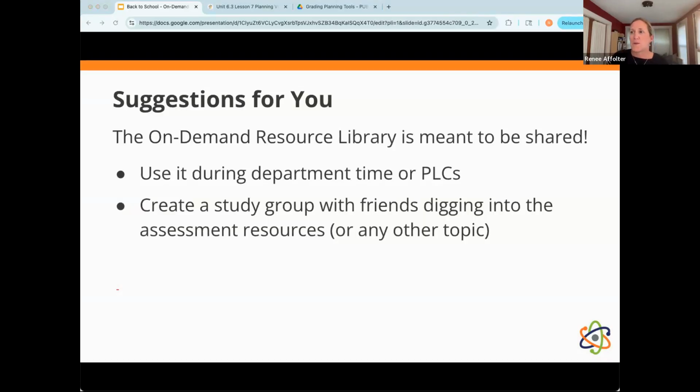So one thing that we suggest is that this demand library is meant to be shared. So if you feel comfortable sharing it on your socials or sharing it with your groups or responding to people's questions, please do. The more we can get it out there, the more helpful it's going to be for teachers.